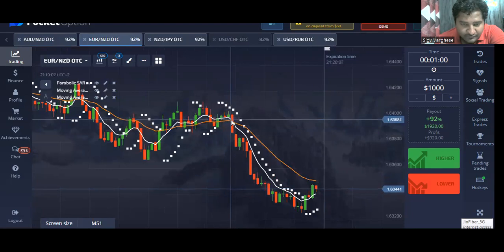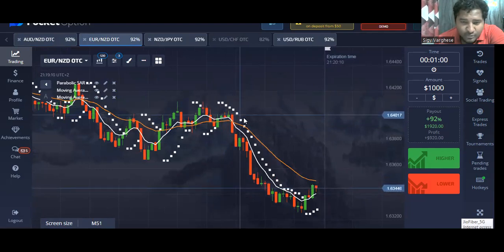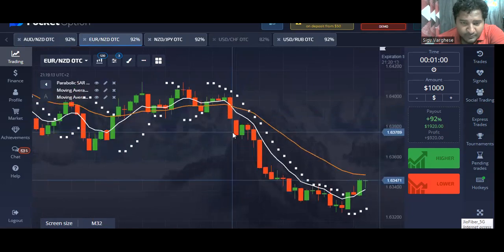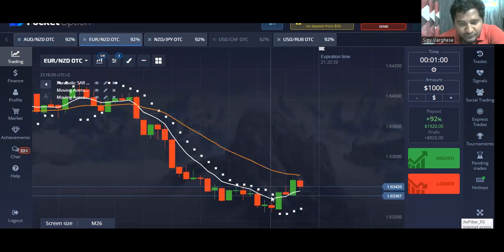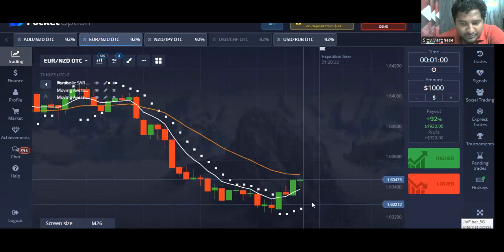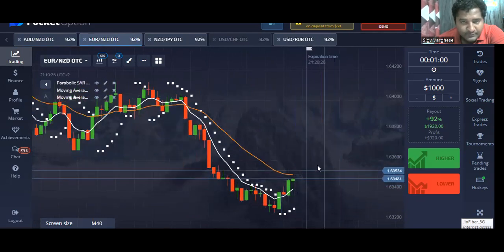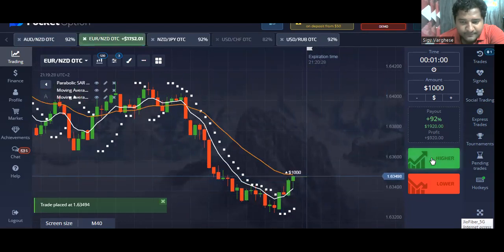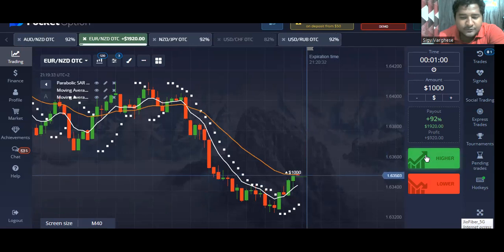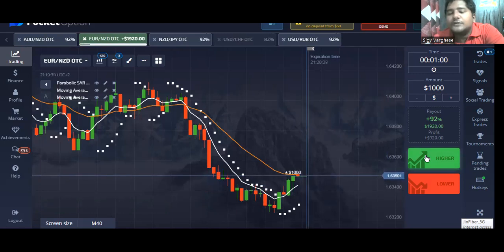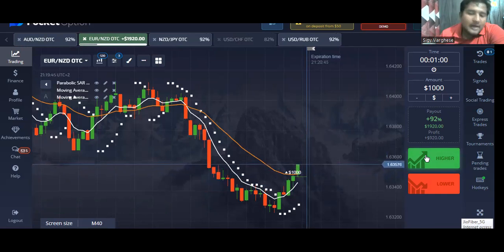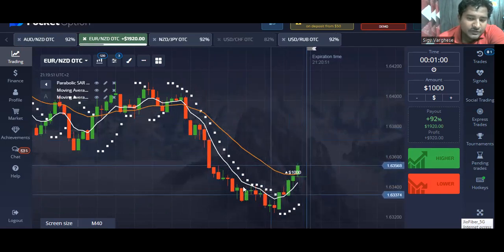Okay. Parabolic SAR gives a perfect understanding of which point you need to start trading. Okay, look. It is showing that the downtrend is finished, and now there can be a chance of an uptrend. Okay, let's finish it. So even if we take a trade on this particular position, it's a difficult situation, but most probably we will win because after such a long time in a downtrend, the most probable position is an uptrend.